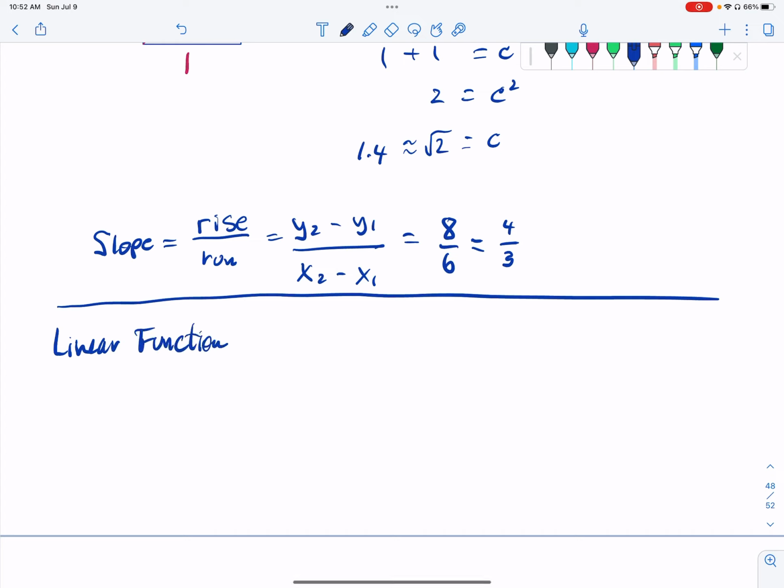In this case, linear refers to two things. It refers to the fact that the graph of this thing is going to be a line. It also refers to the x's and the y's both having the highest power being 1. So a function, if you remember, means that every input has exactly one output.